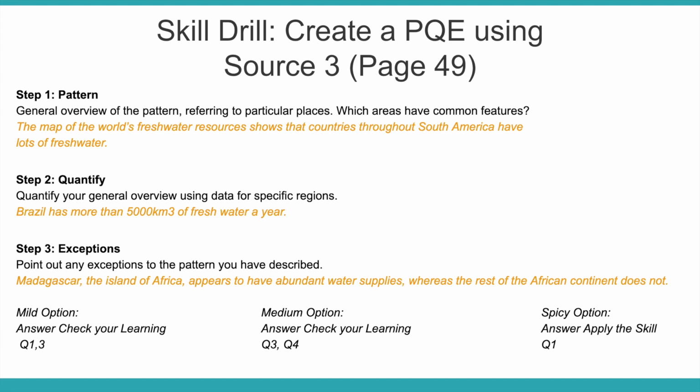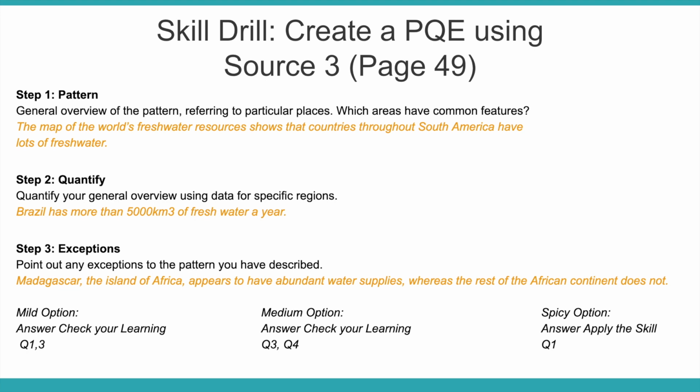Now, it's not just enough to identify the pattern, you've actually got to give some data around the pattern that you picked up. So step 2, or the Q, is to quantify. When you're quantifying, you're giving a number, you're giving a value to what you're talking about. So you need to quantify your pattern, that general overview pattern that you've worked out. We've said that countries throughout South America have lots of fresh water.